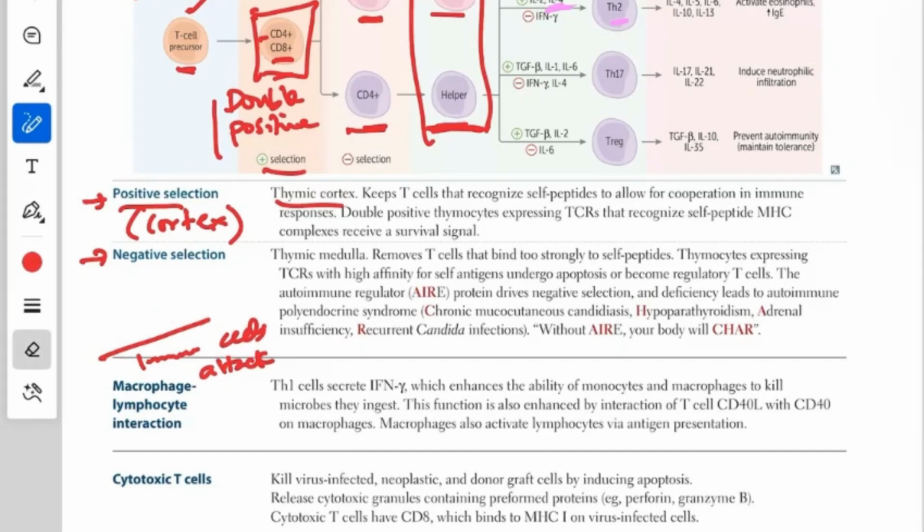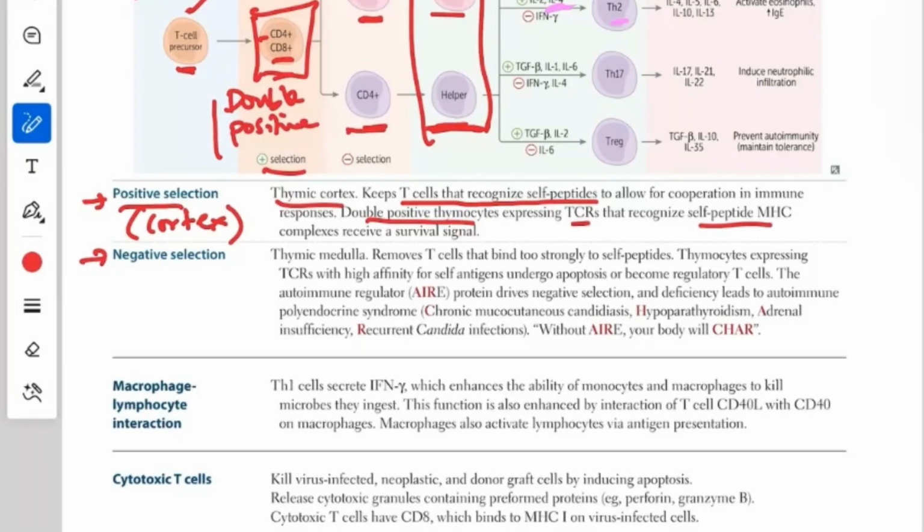So let's look at what happens once the T cell gets to the thymus. In the cortex here, it's the T cells that recognize self peptides that are allowed to be incorporated in immune responses. So the double positive thymocytes expressing T cell receptors that recognize self MHC complexes receive a survival signal. So what does that mean?